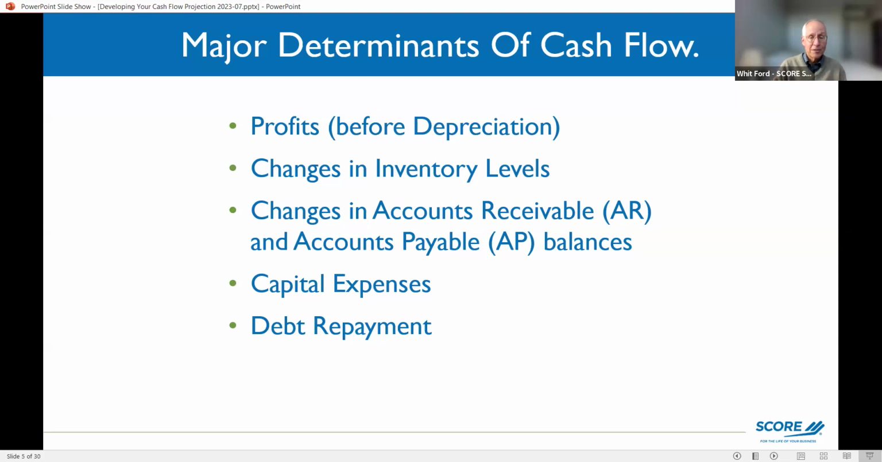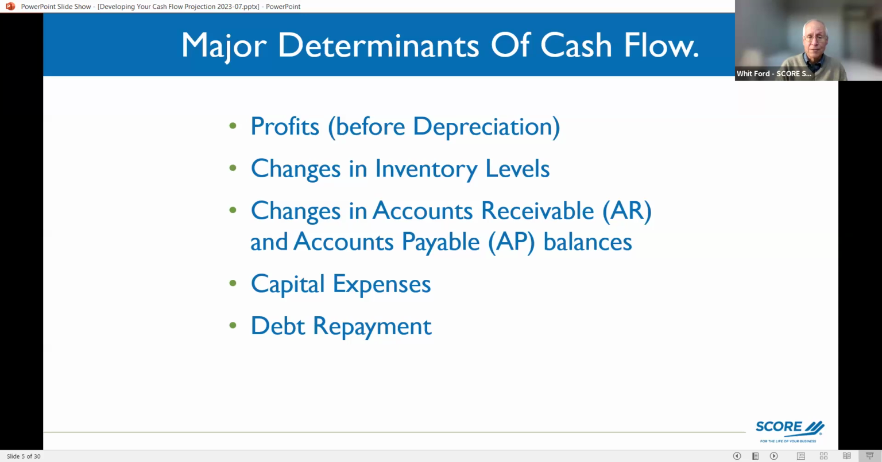Accounts payable work very much the same way, just inverse. If accounts payable go up, that means you owe your vendors more, which means they've shipped you something, but you haven't paid for it yet, which means you probably considered it an expense on your income statement. But because you haven't paid for it, the cash hasn't left your account yet. So that increases your cash when accounts payable go up. And when accounts payable go down, that means you're paying what you owe, and therefore cash goes down.